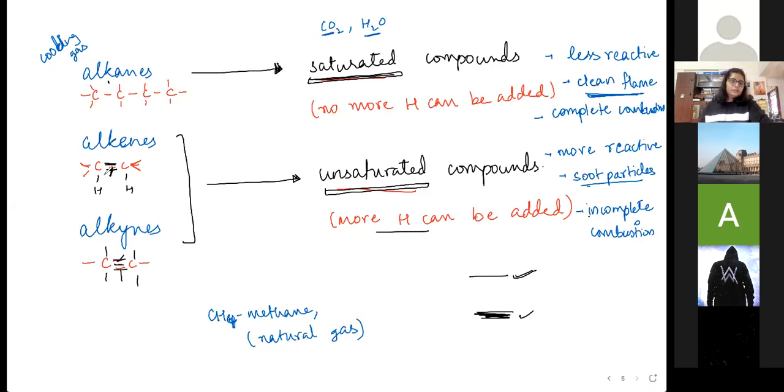And because of the double and triple bonds, there is a test to identify alkenes and alkynes, unsaturated compounds basically. So saturated compounds don't decolorize bromine water.